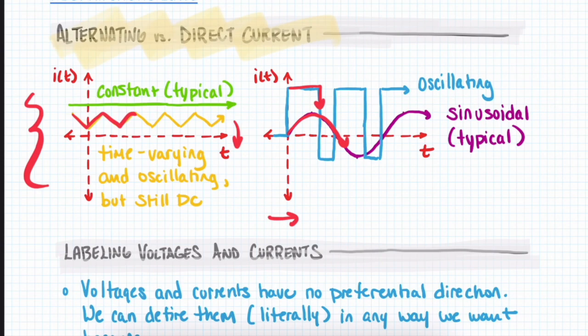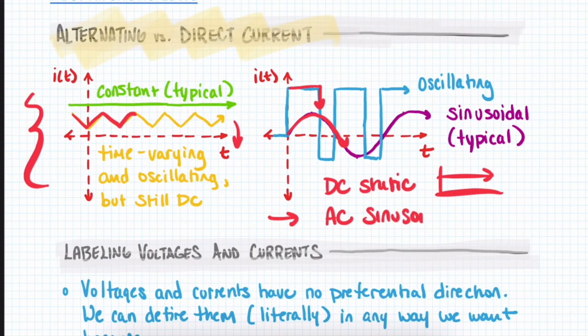Now, those are the formal ways in which those terms are defined. How are we going to use them? More times than not, in this course especially, we're going to be talking about DC as being a static signal, sort of like the green. Something that looks like this. More times than not, engineers, as well as in this class, when we refer to AC, we're really talking about a sinusoidal waveform. Something similar to what you see in the purple.